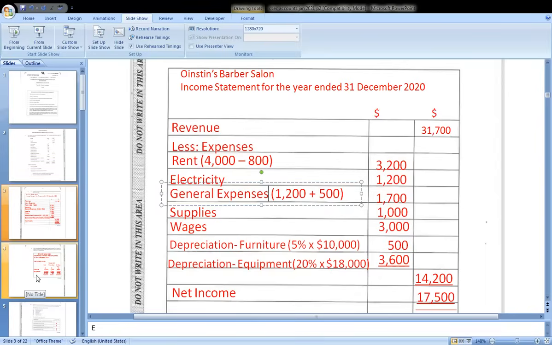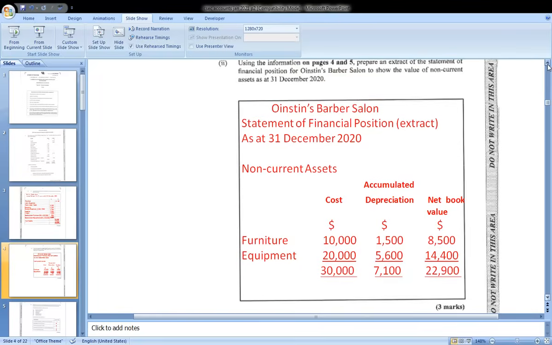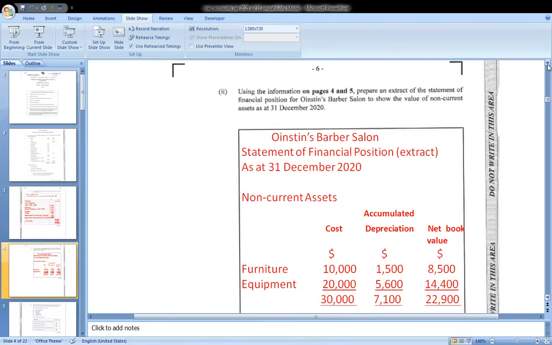Next, let's move on to the other part of our question. Let's go on to the second part of 1A. It says, using the information on pages 4 and 5, prepare an extract of the statement of financial position for Oyston's Barber Salon to show the value of non-current assets as at 31st of December 2020.